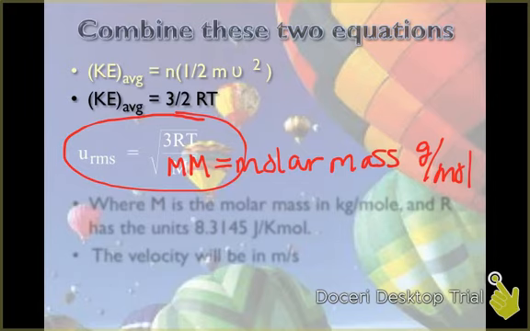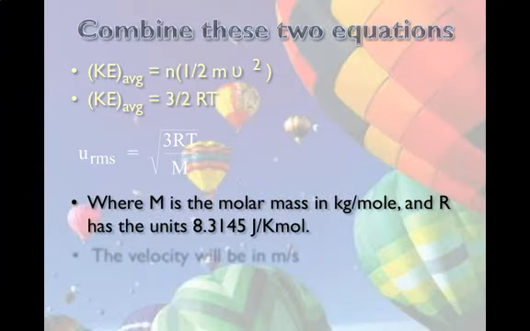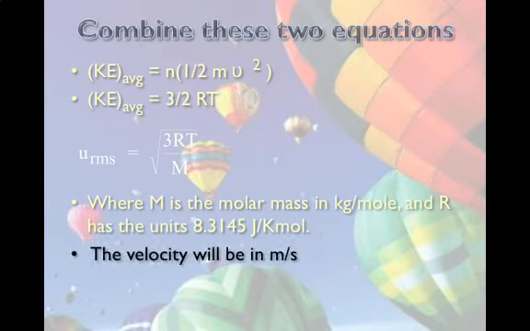So the capital M is your molar mass, and R has, again, the same units of 8.314 joules per Kelvin mole, and the unit for our velocity is going to be meters per second to get everything to cancel out.